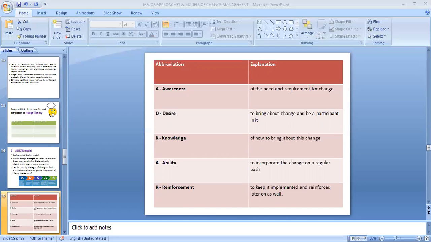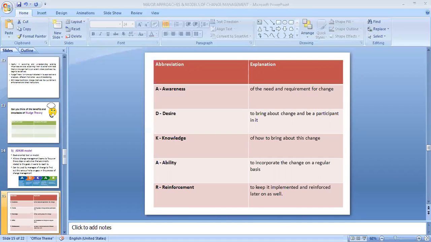So you have to communicate the things in such a manner that the employees' desire would rise. Okay. And knowledge of how to bring about this change. So how are you going to implement this change? Maybe by having a meeting, you are going to discuss first with the key stakeholders with respect to the change. You are going to discuss how you are going to implement the change. After that, you are going to communicate to the rest of the employees that this is the way that we are going to implement this change.